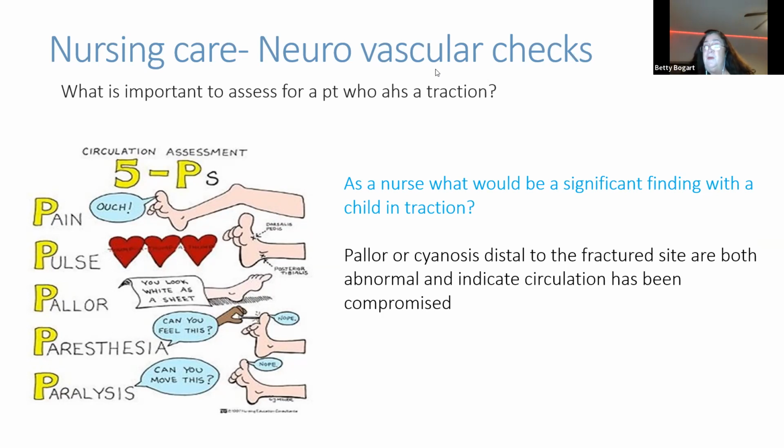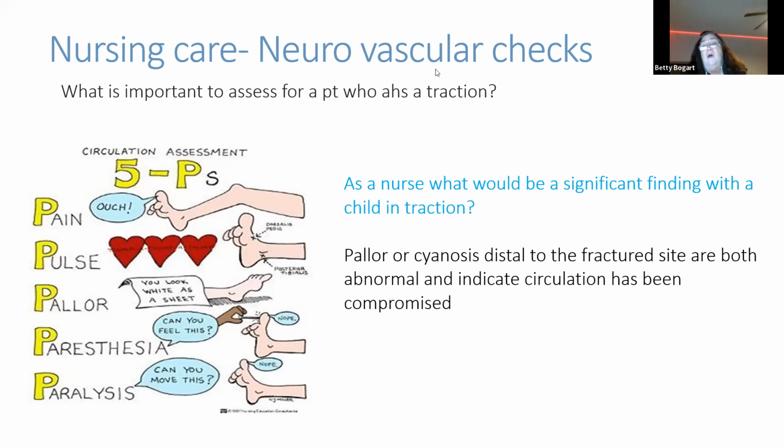Is there a pulse where there should be a pulse? If not, oh, what's the color of that extremity? Is it pale or is it pink? If it's pink, you got blood flow. If it's pale, you're not going to see it. And then paresthesia, is there numbness there? Numbness that, again, showing you that blood flow's not getting where it should. And then, of course, can you move it? If you can't move it, something's going on.